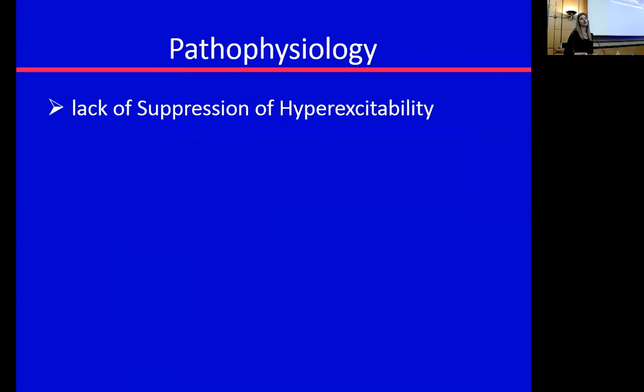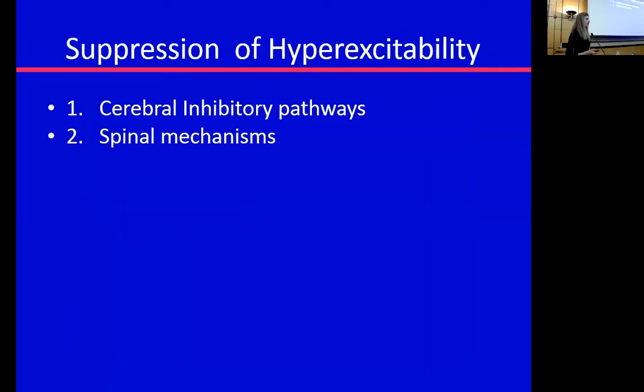So basically, it's caused when there's a lack of suppression of hyperexcitability. Usually the muscles contract, and if there isn't sufficient relaxation of the muscles, then the muscles become very rigid. Suppression is typically accomplished by both pathways from the cerebral pathways and spinal mechanisms.